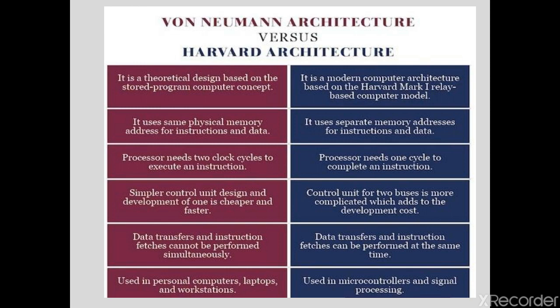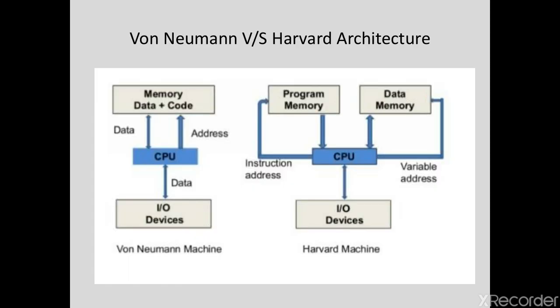And one more important point to be discussed is that data transfer and instruction fetch cannot be performed simultaneously in the case of von Neumann architecture. As we can see, there is a single bus element in the von Neumann machine model, and hence it can either perform data transfer or fetch an instruction opcode. So both functions cannot be performed simultaneously in the von Neumann architecture.